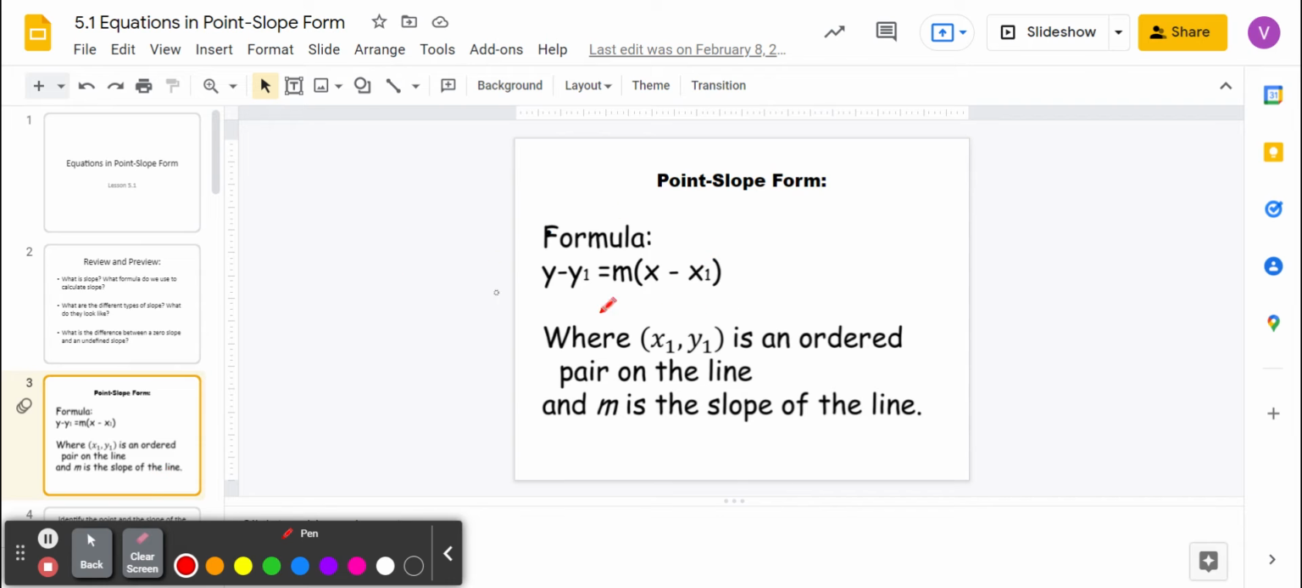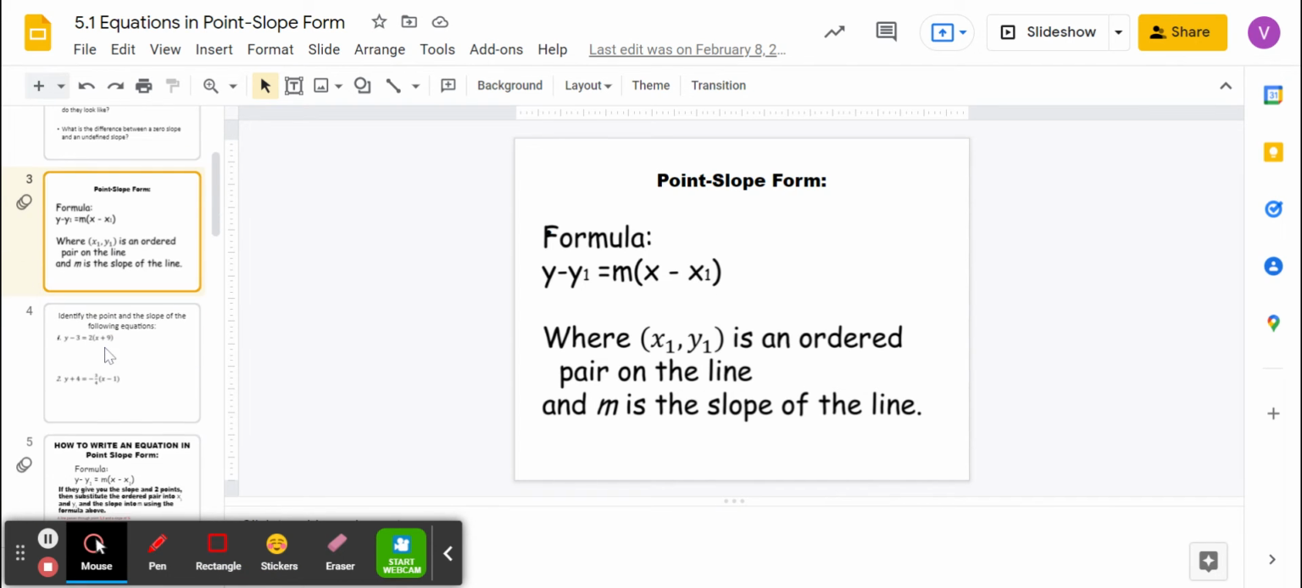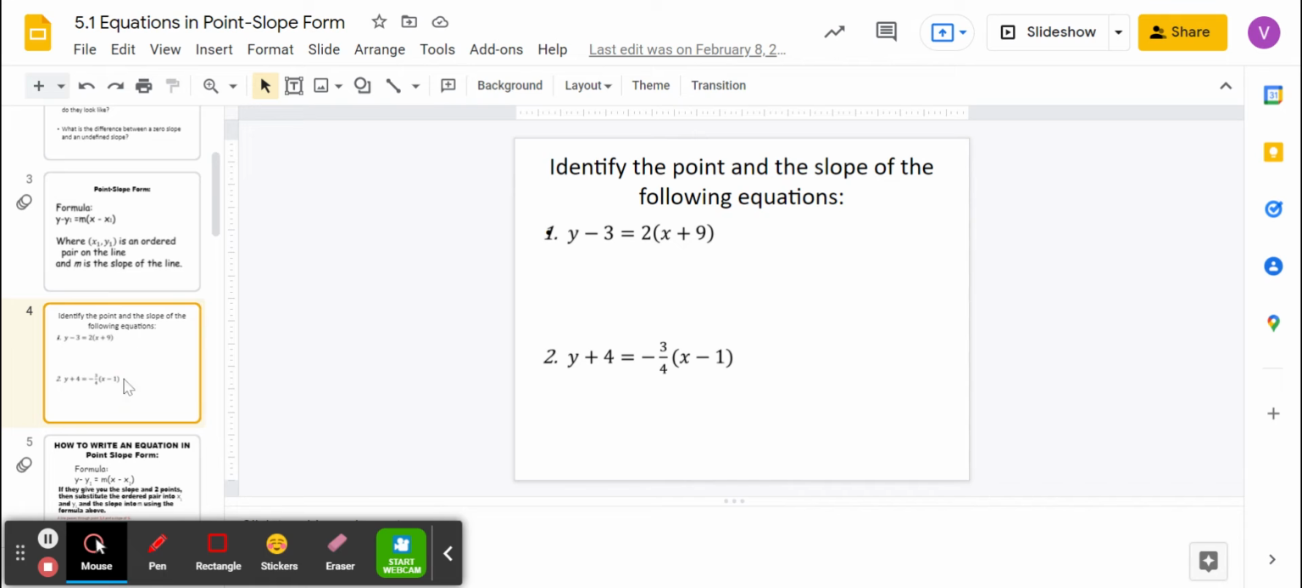All right. And then the other thing which is worth noting is your x1 and your y1. So in this case, your x1 and your y1 is an ordered pair on that particular line. Now it's important to see that there's a negative sign before the x and a negative sign before the y. So whatever the value is, you want to take the opposite of that value, and that's going to be your ordered pair. So let's get into the types of problem that you guys are going to be experiencing.